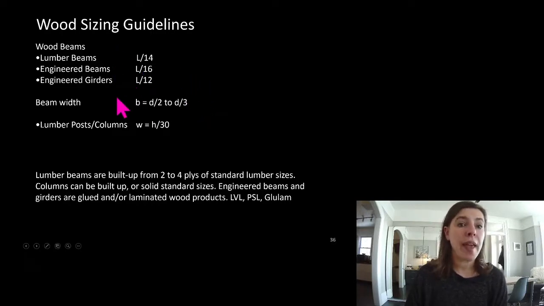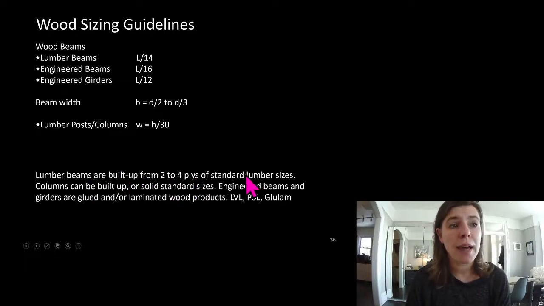So we will think about that when we do our lumber beams here in a minute. So lumber beams are built up from 2 to 4 plies of standard lumber sizes. You could even go up to 5. I have a project right now where I'm doing 5.